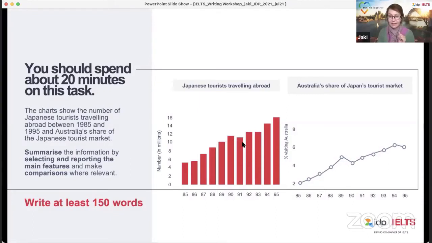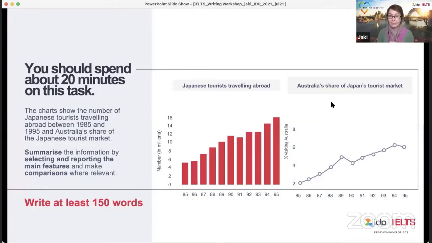Yeah, here. We want to mention this because it's a change. So we'll mention this. It drops from just under 12 to just about 10, and then it goes up again. So that's what we'll pull out when we describe this graph.